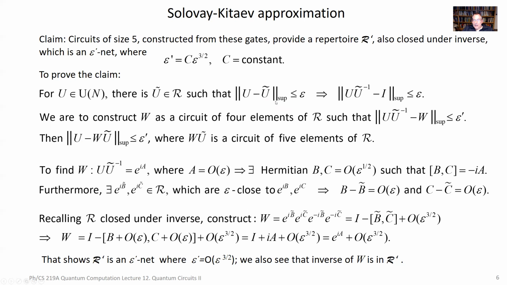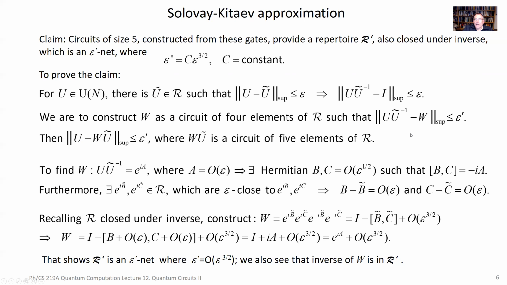Now I can equivalently write this as the sup norm of U tilde inverse minus identity is less than or equal to epsilon. That is, U being close to U tilde is the same thing as U tilde inverse being close to 1. All right. So now here I've got something which is close to the identity, and I would like to find a unitary which I can construct as a circuit from my repertoire, which is close to this U tilde inverse.